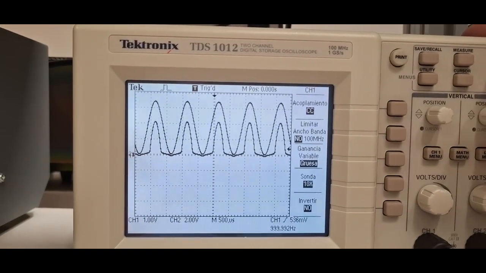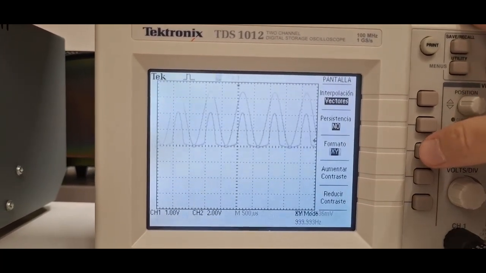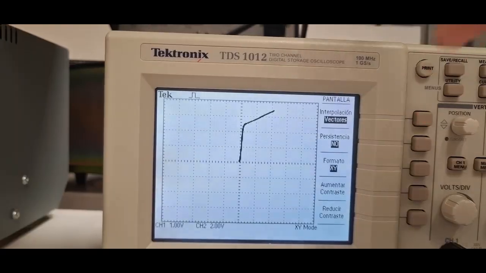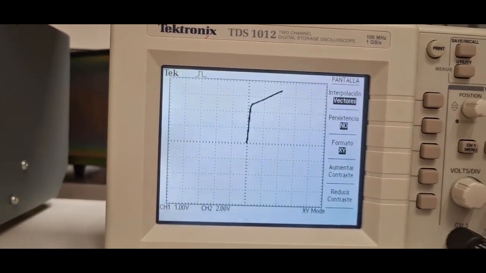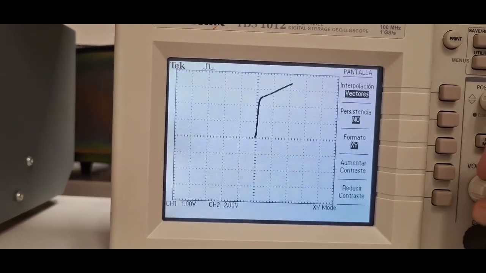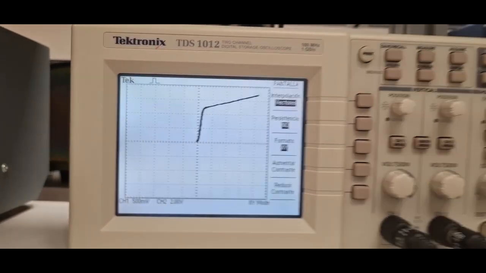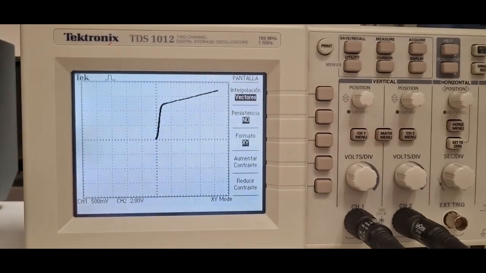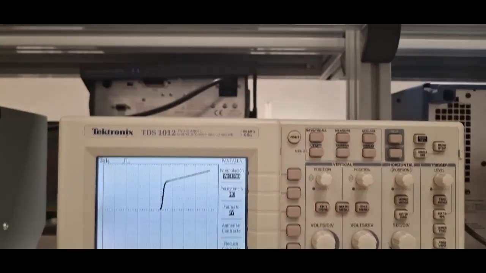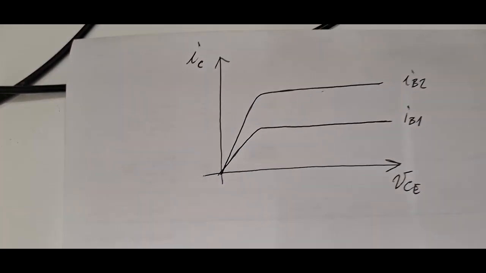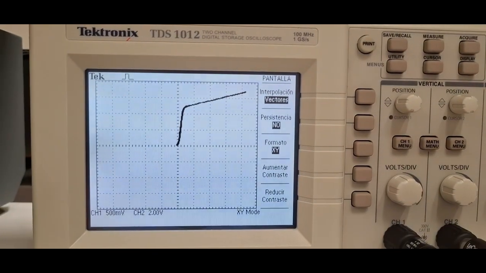Now I change the display and I see one curve as a function of the other. I can change the volt division, so I have the typical curve that I expect of the collector current as a function of the voltage between collector and emitter.